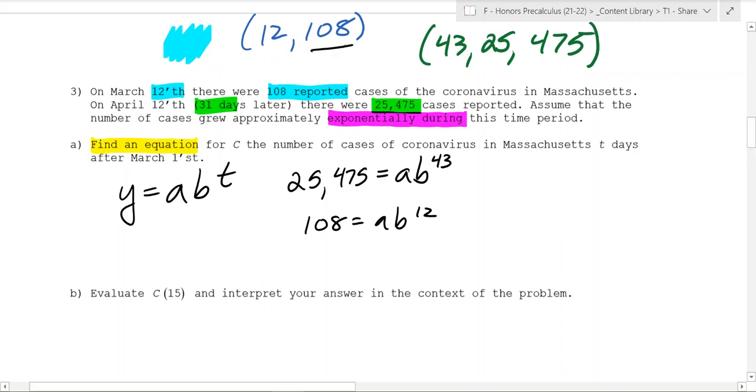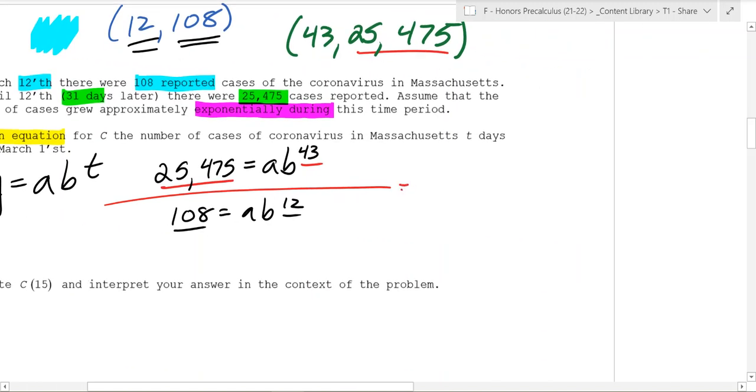We know that the output is 108 when you plug in 12, which is what I did there, and the output is 25,475 when you plug in 43. So we have 2 equations. We're just going to divide both sides of the equation by each other. So what do you end up with? 25,475 over 108 is equal to ab to the 43rd over ab to the 12th.